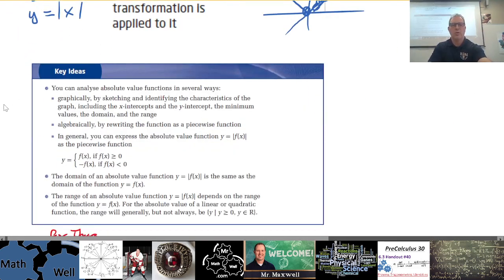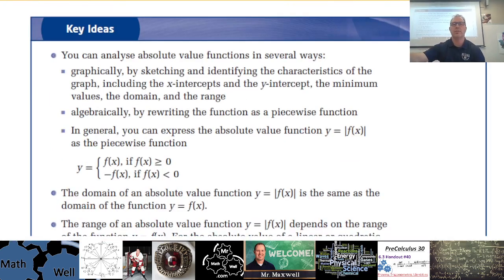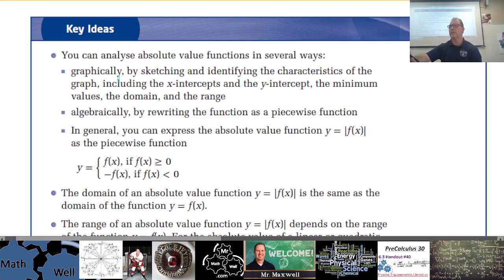Okay, so brief lesson here on 7.2. Let me go over the key ideas. These are in your textbook. You should be reading these at the end of every lesson to make sure that you've got everything checked off. Like, okay, I remember learning about that. I understand this. Oh, I have a question about this. So you should be taking a look at these after every lesson. So you can analyze absolute value functions in several ways. Graphically, by sketching the original graph and then flipping all the negative values up. That makes sense. Algebraically, by writing a piecewise function. So we just kind of introduced that. It might take some time.